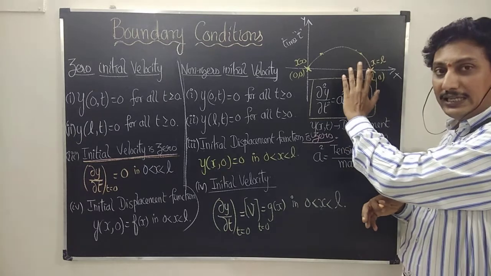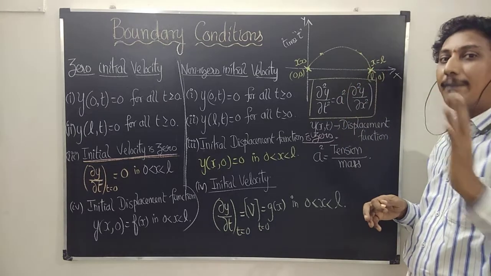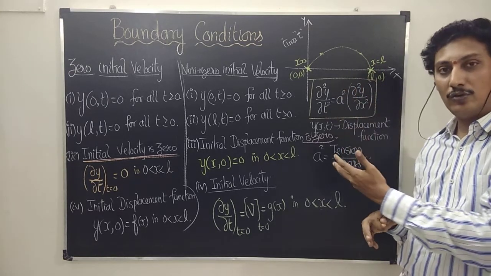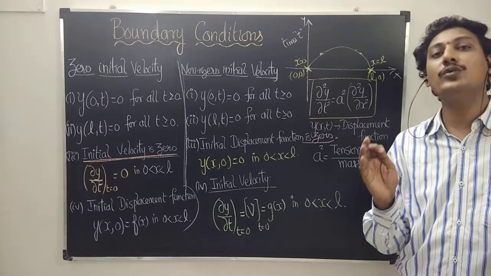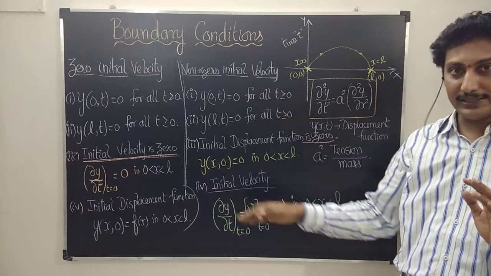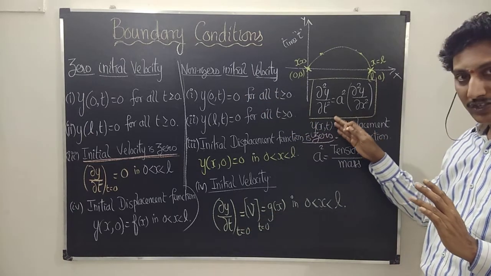Suppose initially the velocity is 0, what happens? Suppose initially the velocity is given, that is non-zero, what happens? So there are two different cases. So there are 4 boundary conditions for the one-dimensional wave equation.